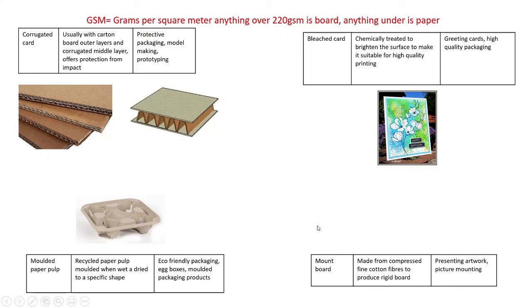And then mount board, which is compressed fine cotton fibres. They compress quite a lot to make a rigid board that is typically used for presenting artwork. So if you go to university and do exhibitions and that sort of thing, that's the kind of card that you will have.